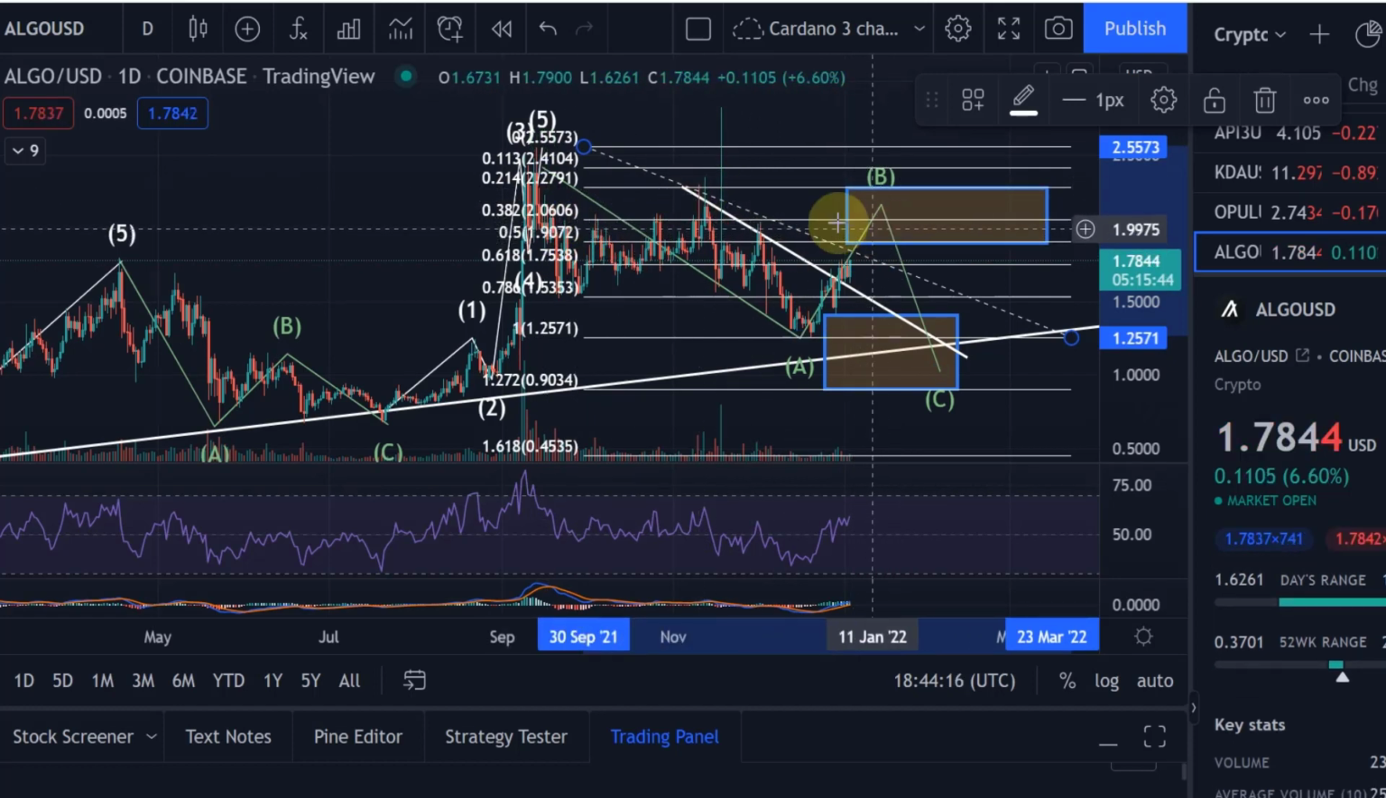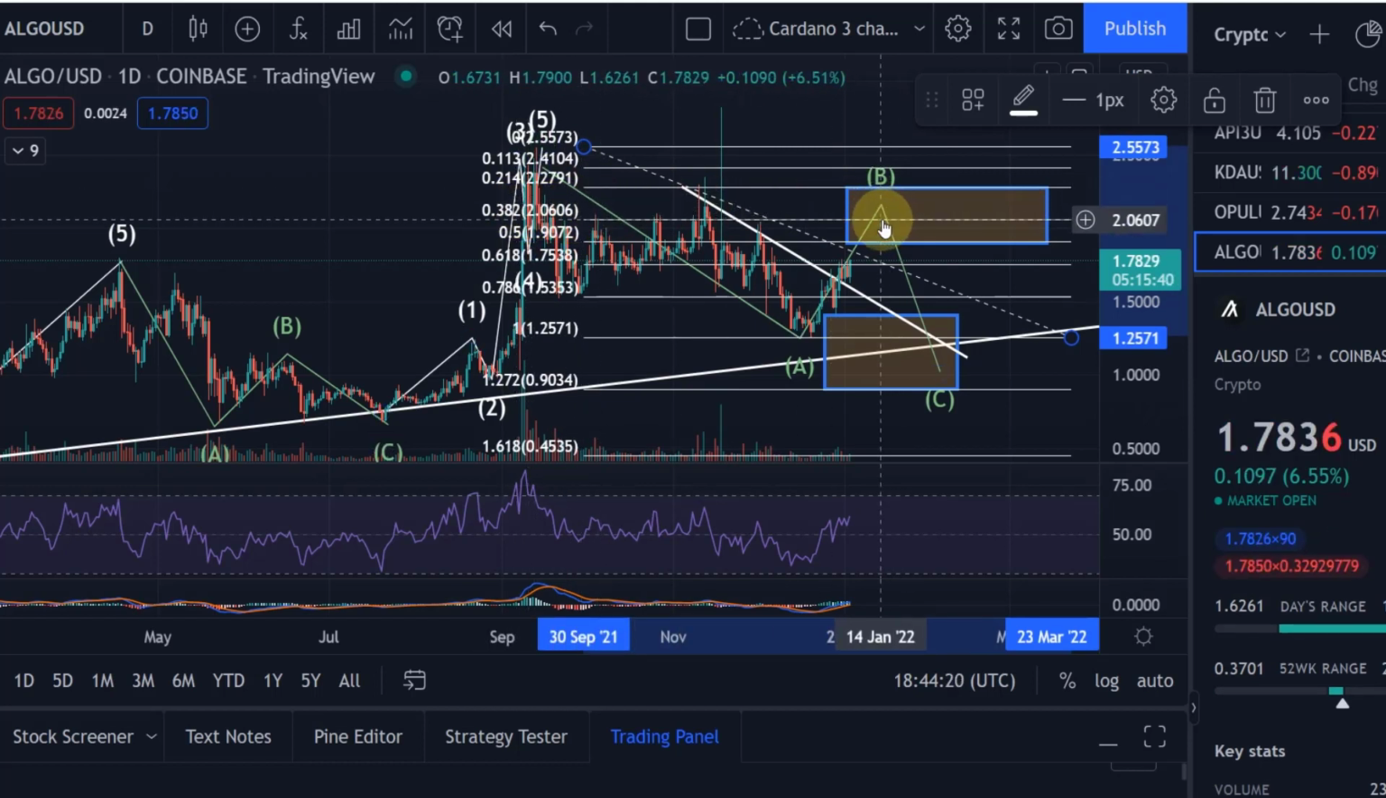Within this area we have the $2.06 area, which would be the ideal target area, right? The ideal target level, $2.06.